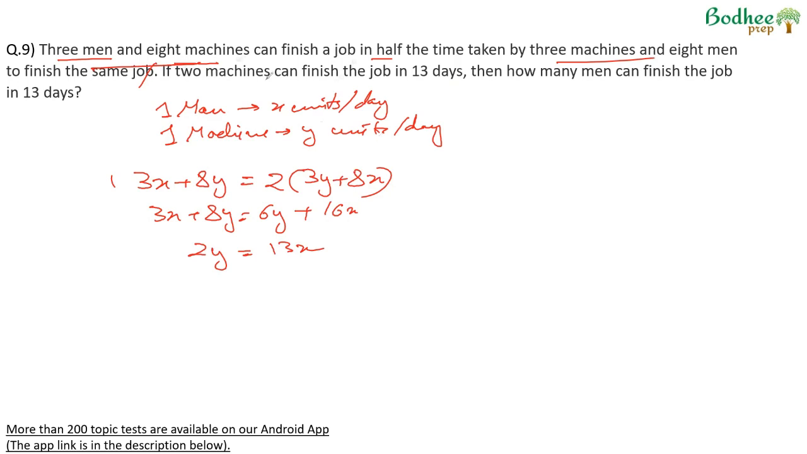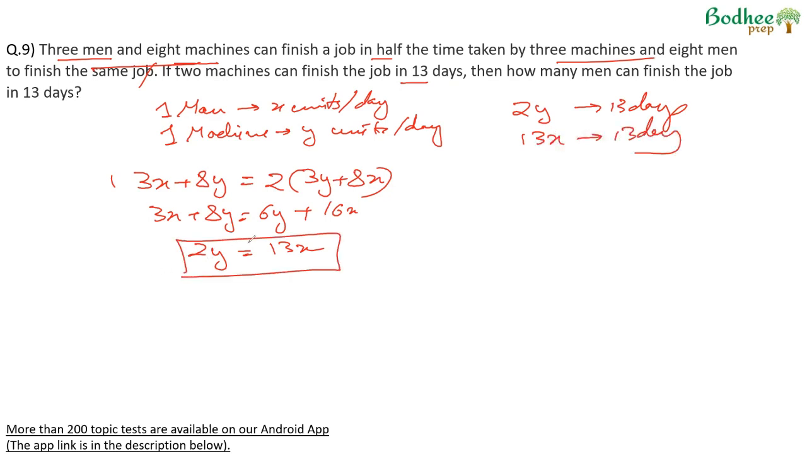Now the question says if two machines can finish the job in 13 days, how many men can finish the job in 13 days? The work done by two machines in 13 days will be the same as the work done by 13 men in 13 days, because 2Y is equal to 13X in terms of efficiency. So for 13 days, the number of men required is 13, and that becomes the answer.